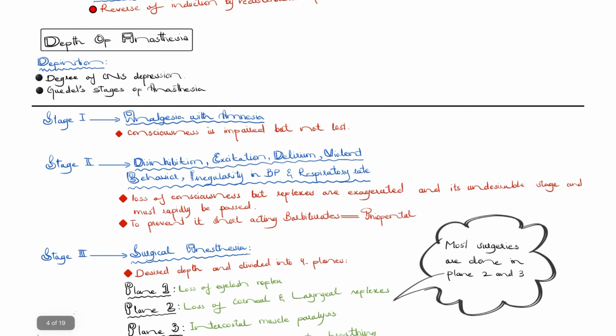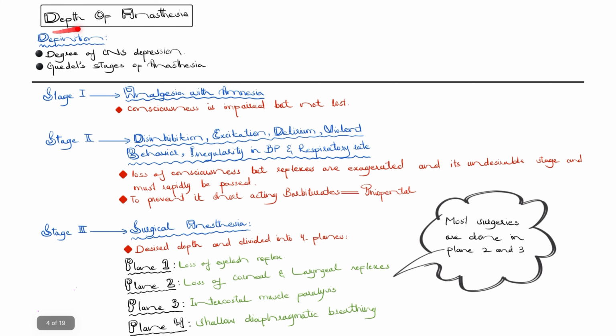Now let's jump to depth of anesthesia. Depth of anesthesia is defined as degree of CNS depression, and there are Guedel's stages of anesthesia. In stage number 1, there is analgesia with amnesia, meaning the patient will not feel pain and will not remember the procedure, but the level of consciousness is impaired but not completely lost.